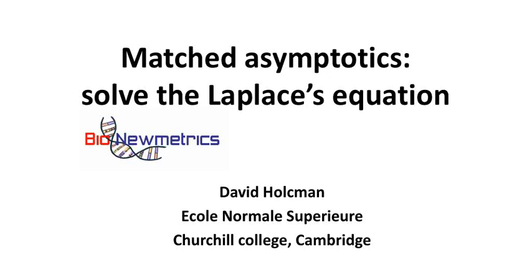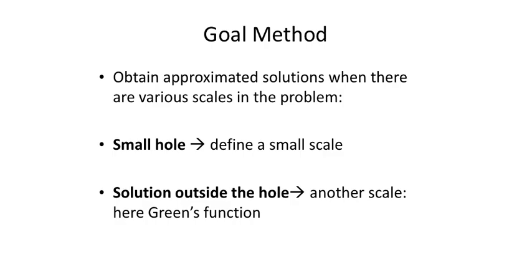Hello. Today I would like to discuss the matched asymptotic methods to solve a Laplace equation. This is a general method to obtain solutions of equations where there are two different scales. So the specific goal, suppose you have different scales in your problem and you would like to approximate the solutions both for the small and large scale.